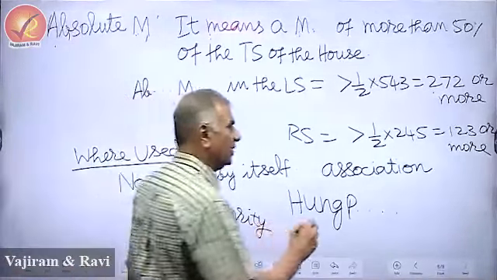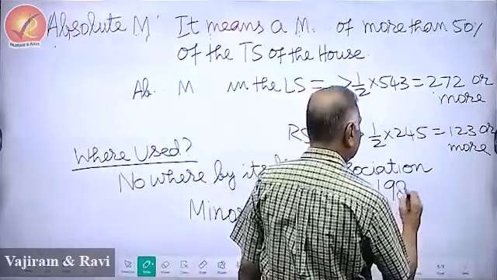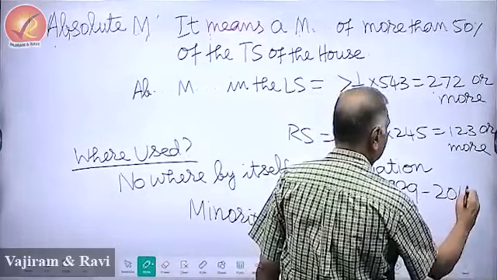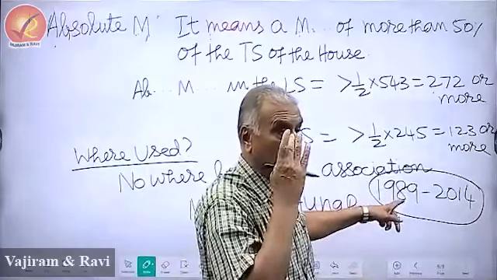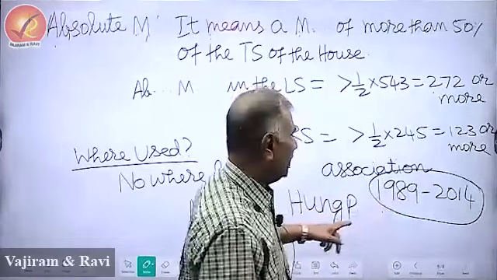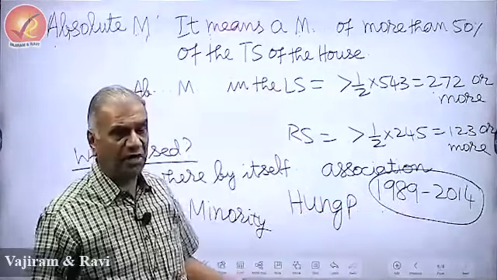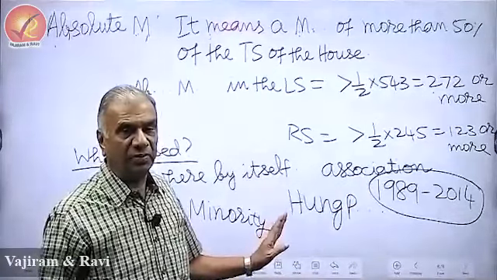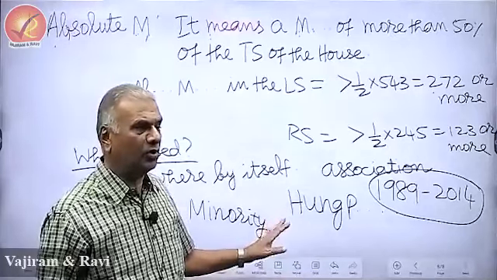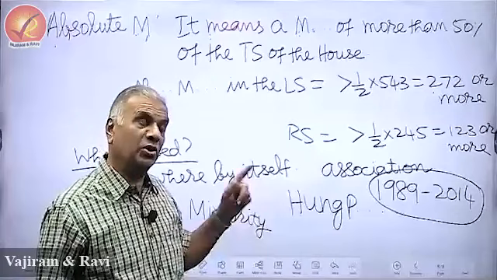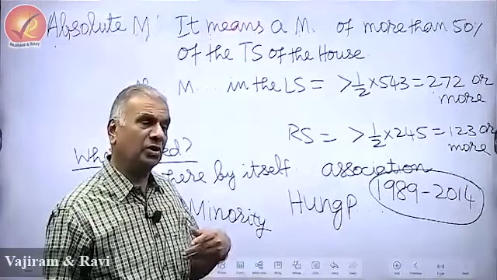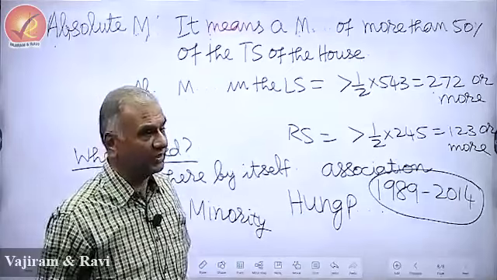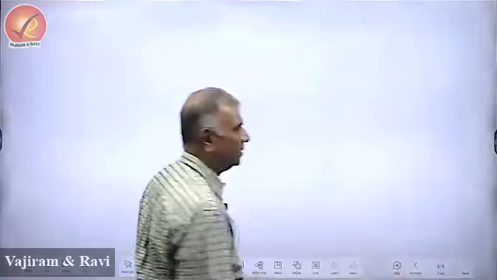From 1989 to 2014, for 25 long years, minority governments were formed one after the other, including the Manmohan Singh government. Only from 2014 onwards, for the last 2 terms, do we have a majority government. The majority government is more preferable, but at the same time there should also be strong opposition parties to prevent the majority government from steamrolling the administration of the country. Right, so this is about absolute majority.